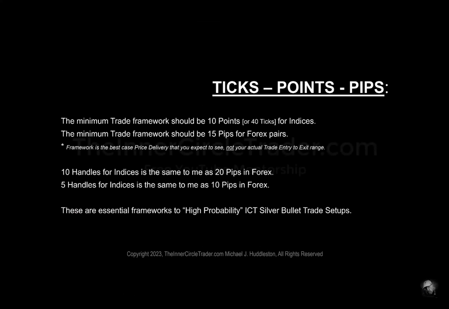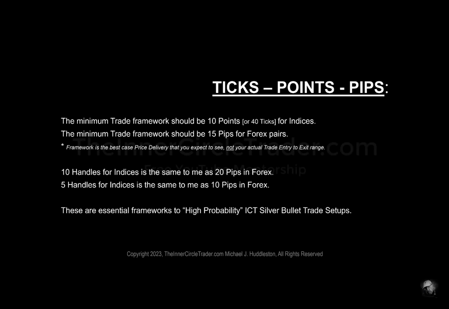All right, before I get into it, let's discuss ticks, points, and pips, and the relationship to forex to futures. For an ICT silver bullet trade, the minimum trade framework should be 10 points or 40 ticks for index futures or indices. The minimum trade framework should be 15 pips for forex pairs for forex traders.